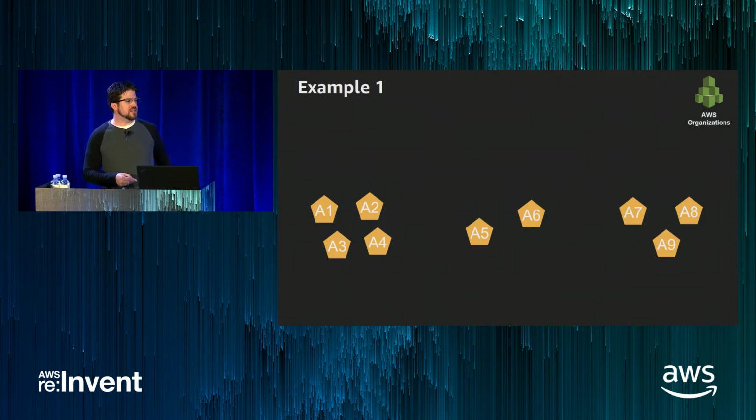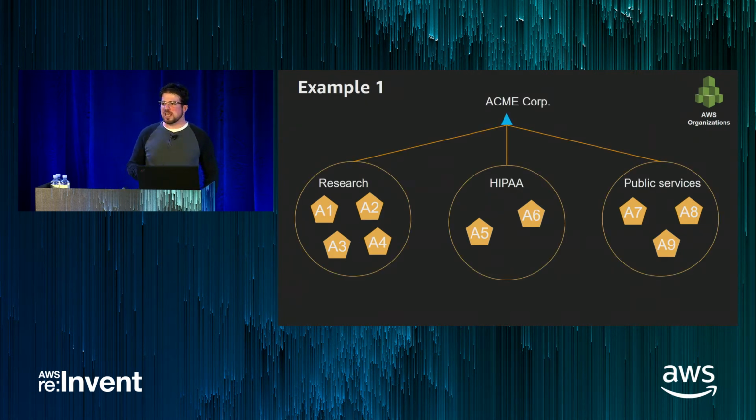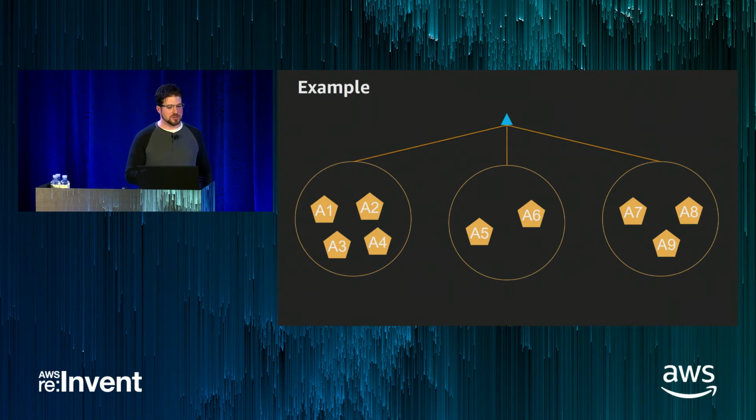What we have is a number of accounts here that are spread out through the enterprise. In this case, we have an organization, that's the top level parent, in this case Acme Corp, and what we've created is 3 simple OUs: research, HIPAA, and a public service OU. We can see that we've got accounts spread through all the individual OUs, but they're all disparate, just one level down. One account in one branch, and that's pretty much it. And that's the way Organizations first launched.